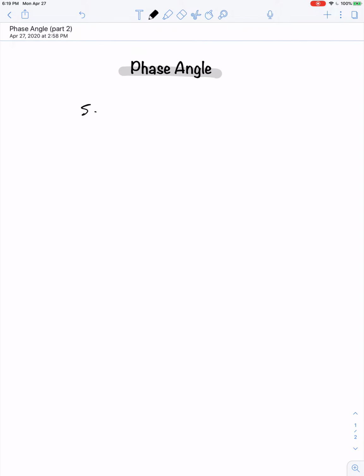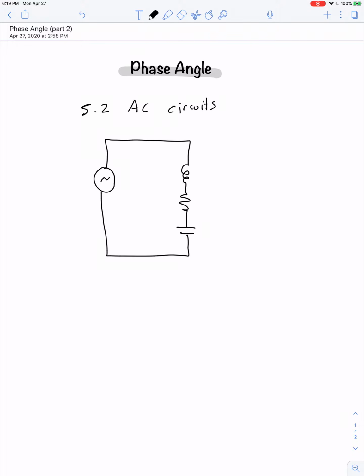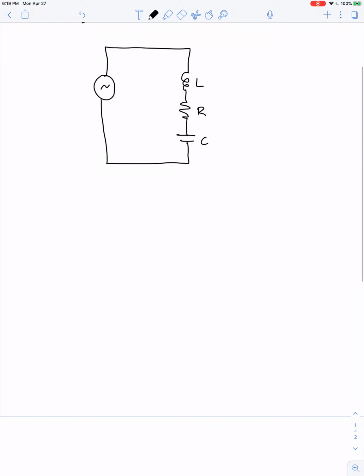This entire unit, 5.2 on AC circuits, is really a study of one particular circuit. What's the behavior of a circuit that has an inductance, a resistance, and a capacitance? The LRC series circuit. Well, here's what we've come up with so far.